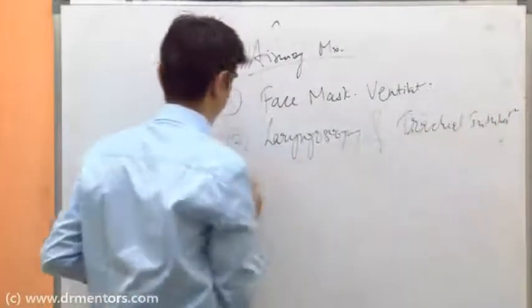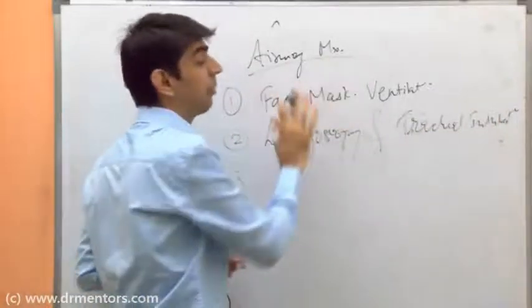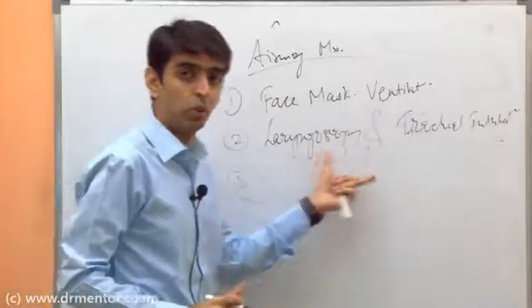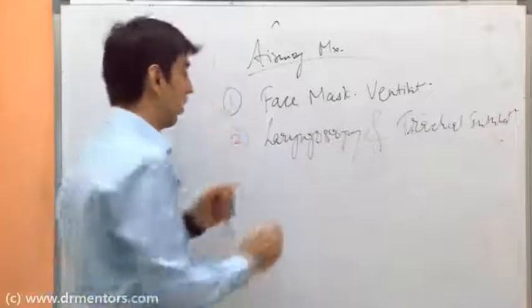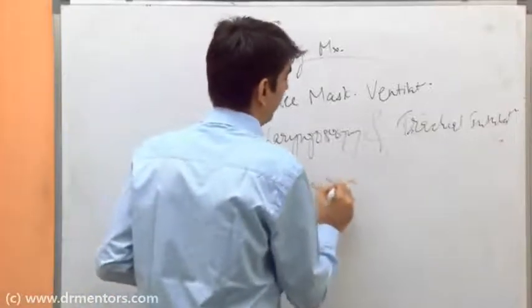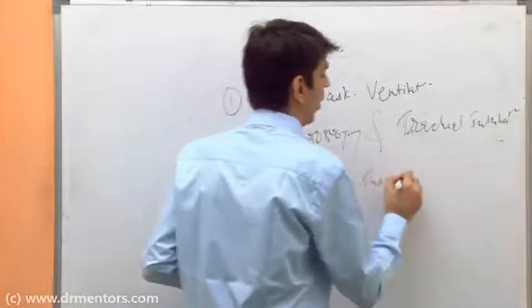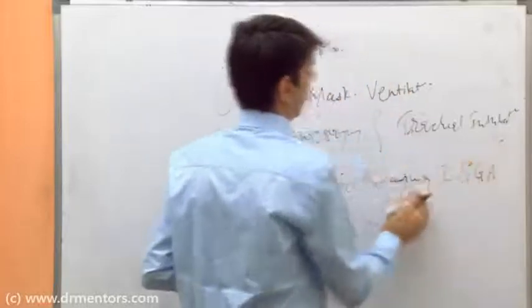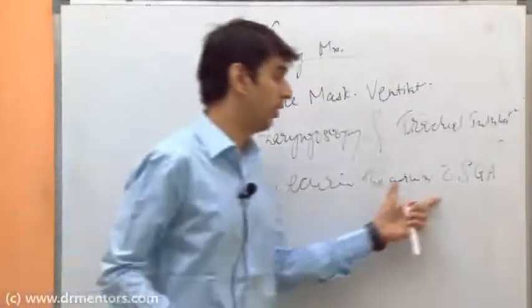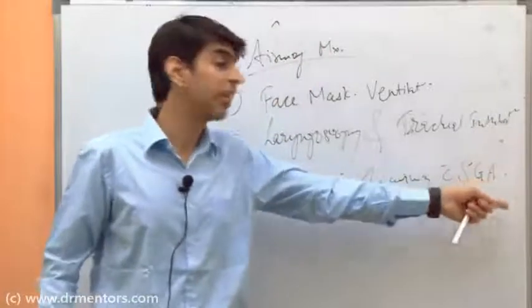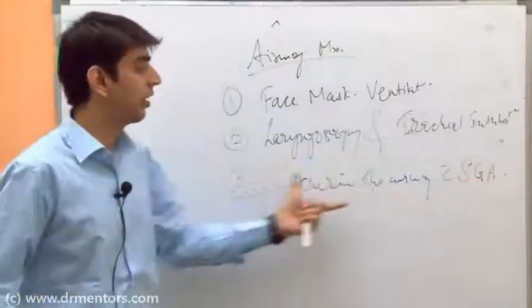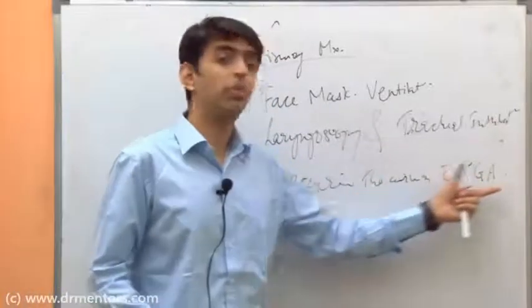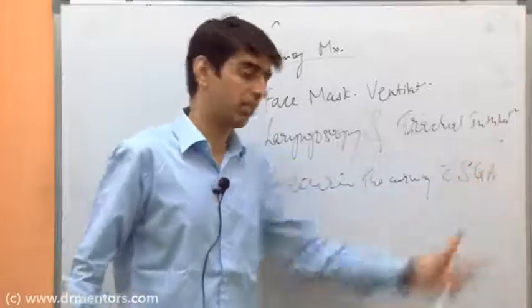Airway management comprises four pillars. First is bag mask ventilation of the patient. Second is laryngoscopy and tracheal intubation of the patient. Third is securing the airway with supraglottic airway devices, or with LMAs. In cases of unanticipated difficult airway algorithm, you must know how to secure an airway with supraglottic airway devices or LMAs.